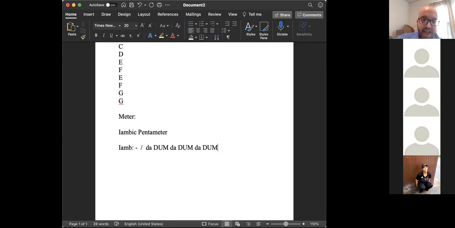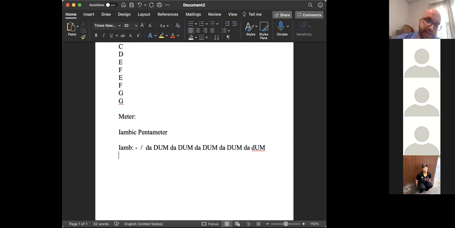And in a perfect line of iambic pentameter poetry, you would have your syllables do this five times. One of these alone is called a foot. So you have 5 feet in the line, hence the pentameter. So here's 1 foot, 2 feet, 3 feet, 4 feet, 5 feet. In a way, this would be a perfect line of iambic pentameter poetry. Da-dum, da-dum, da-dum, da-dum, da-dum. It takes that beat.